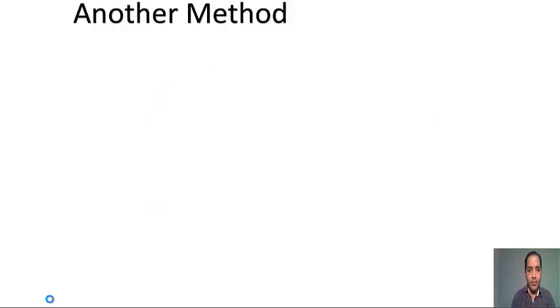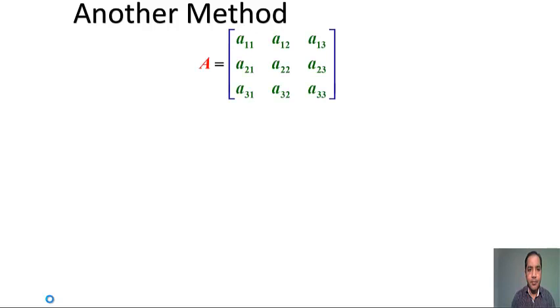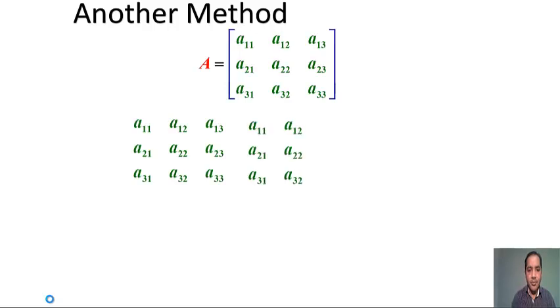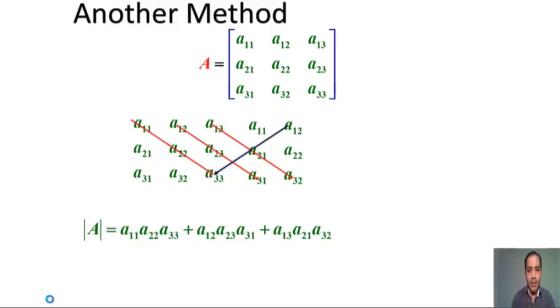Another method to calculate determinant, if we have A matrix, then we write all the columns of A, then first two columns again, the diagonals of these three lines will be multiplied minus these three lines.